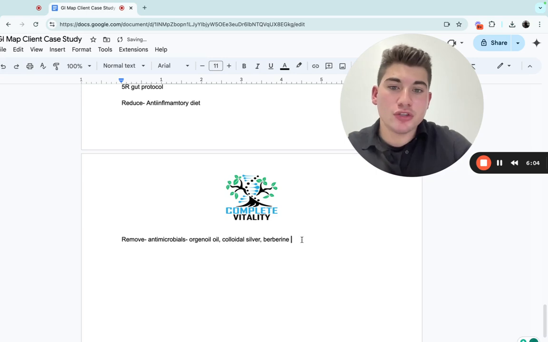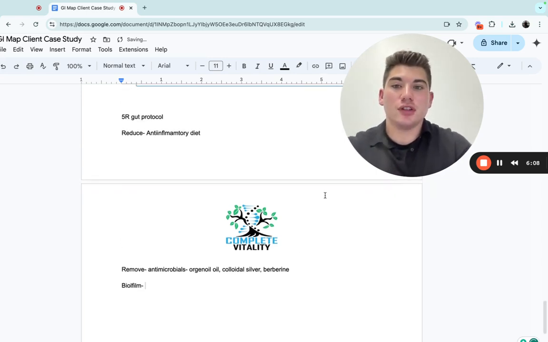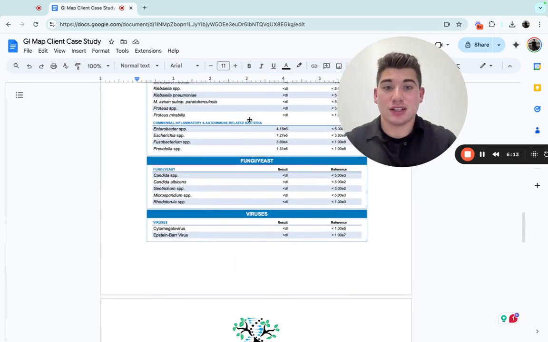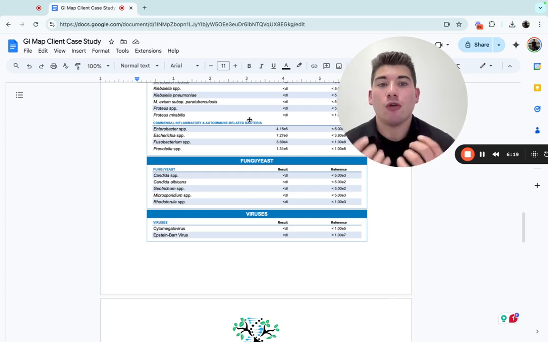The thing here is that we use something called biofilm support. So what this is, biofilm, you actually can't really detect it here on GI maps and really any test. There's some tests, but for the majority of tests, they don't really measure biofilm disruptors that well. So what we used was a biofilm disruptor.